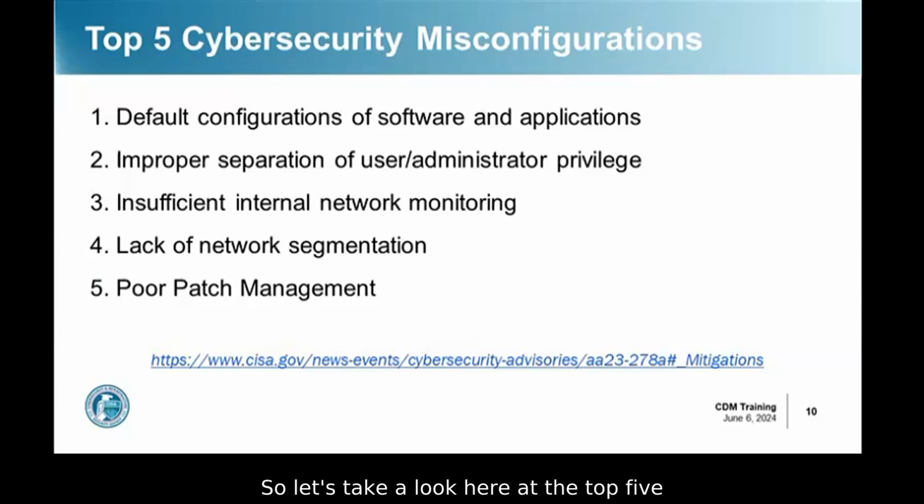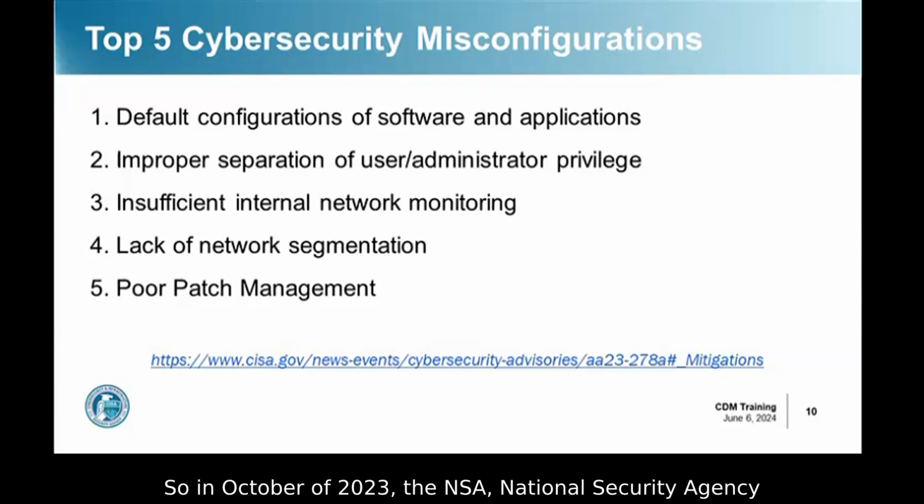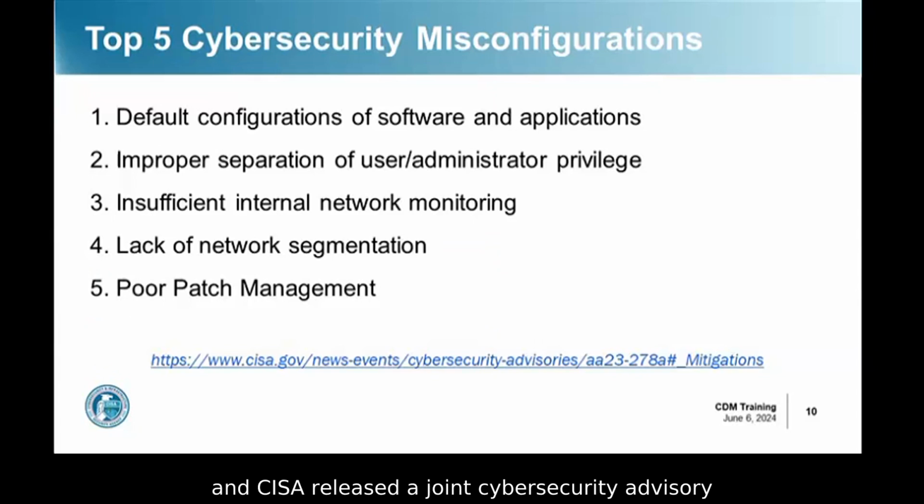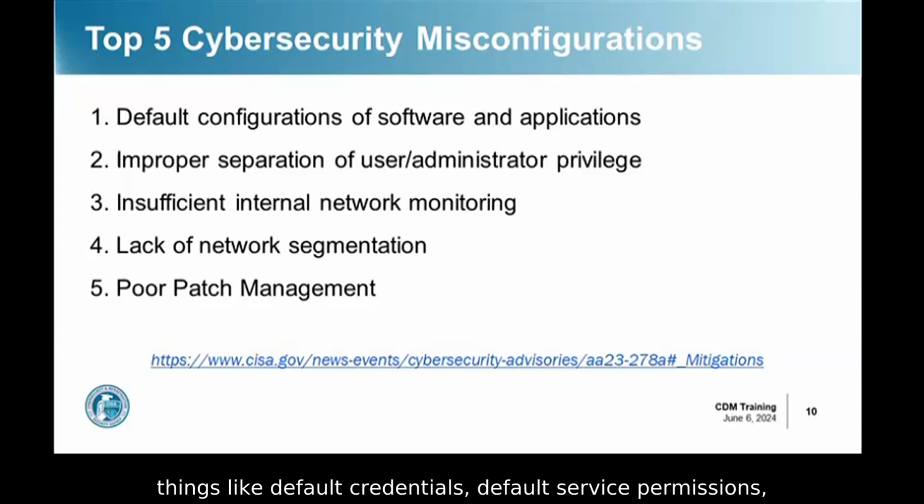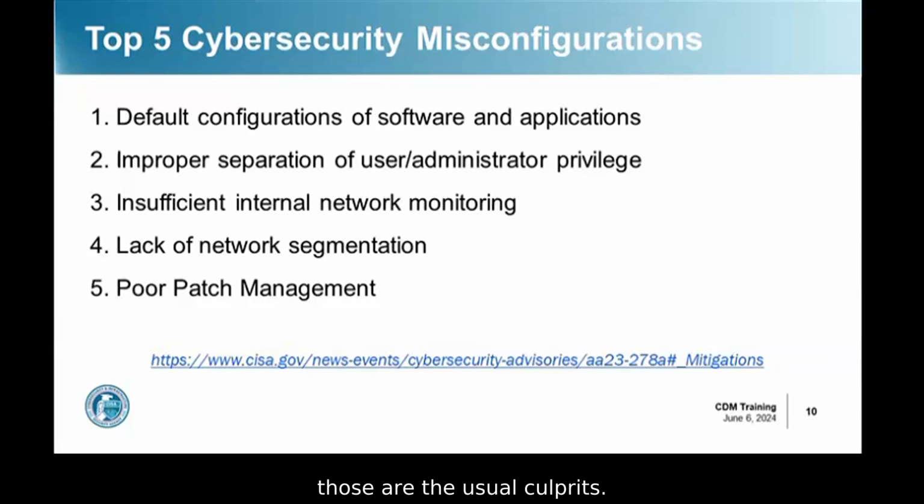So let's take a look here at the top 5 cybersecurity misconfigurations. In October of 2023, the NSA, National Security Agency, and CISA released a joint cybersecurity advisory to highlight the top 10 cybersecurity misconfigurations that were identified in large organizations. So what we've done is we've distilled that to the top 5 here. And if you notice, what's at the very top here? The number one issue was default configurations. Things like default credentials, default service permissions, those are the usual culprits.